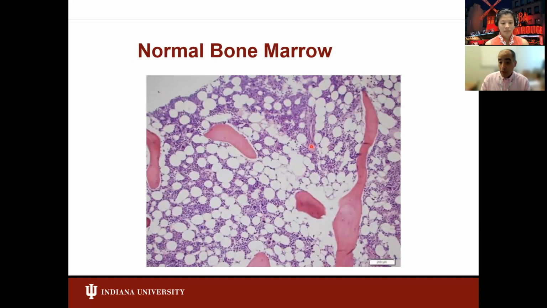And so normally within our bone marrow, about half of the bone marrow contains these blue cells, which are the cells dividing into the red blood cells and the white blood cells and the platelets. And the other half of it is the fat. And so the outside is what we call cortical bone. That's the hard part of the bone that gives structure to the bone. And then the inside of it is this bone marrow.